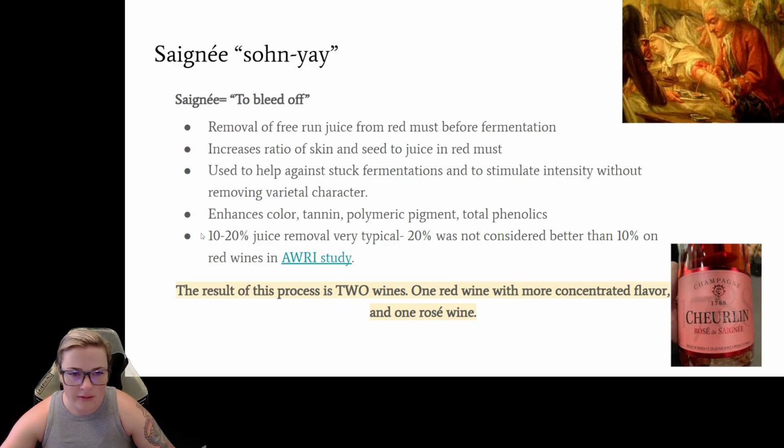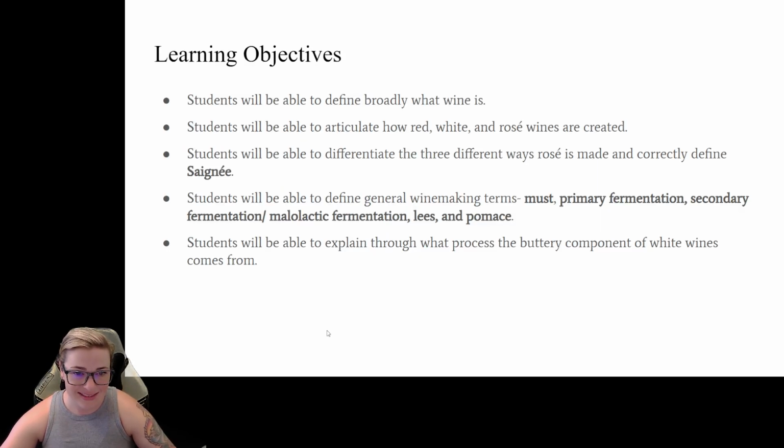And in this study, 20% was not considered better than 10% in red wines. But if you remove more than that, the wine becomes very difficult to ferment because you have a lot of solids and not a lot of liquid in there, right? But the very important thing to remember is that this process produces 2 wines. It helps you produce a red wine with more concentrated flavor and 1 rosé wine as a result. Cool. Hopefully that makes sense.